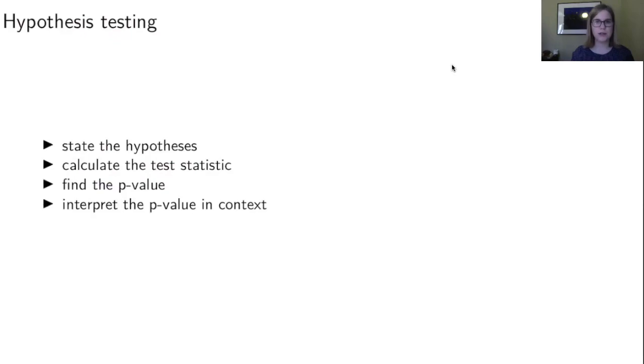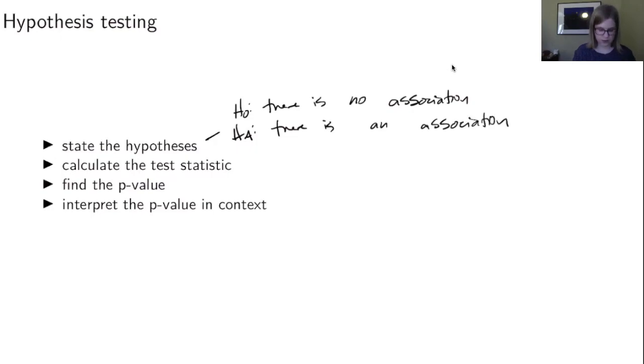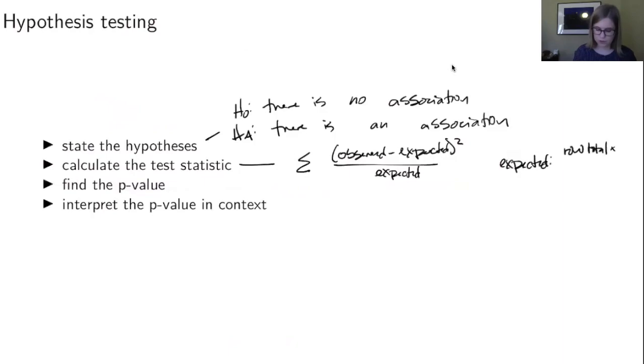So then just as an overview, when we're doing a chi-square test for association, our first step is always to state the hypotheses, and they're always going to be the same. The null is there is no association, and the alternative is there is an association. We're still computing a test statistic using the sum of the observed minus expected squared over the expected, but it's maybe a little more complicated to find the expected. That's the row total times the column total over n.